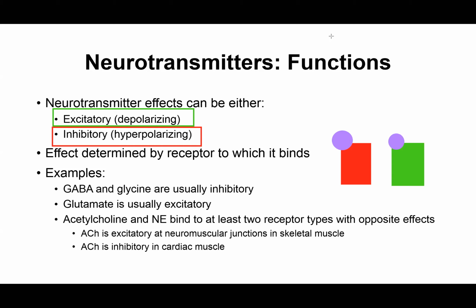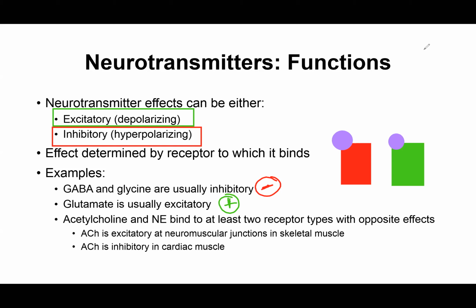An example here, just to go on this effect mantra, is GABA and glycine are usually inhibitory neurotransmitters. So they only have these inhibitory receptors. Glutamate only has an excitatory receptor. And then we have acetylcholine and norepinephrine, which bind to at least two receptor types with opposite effects.